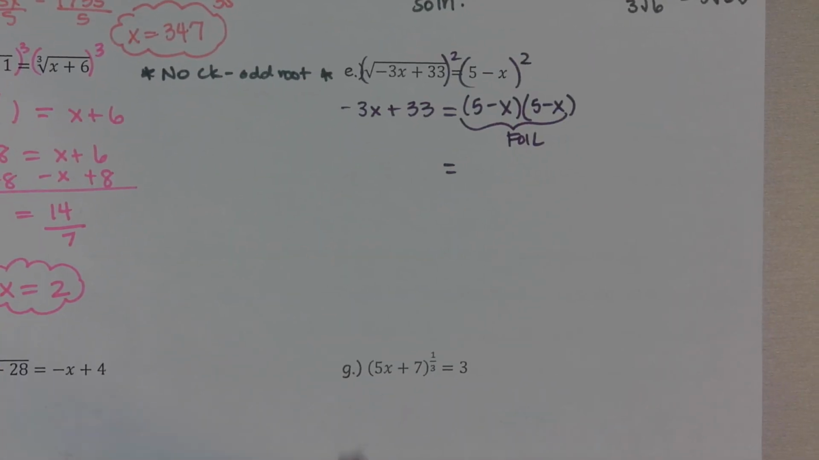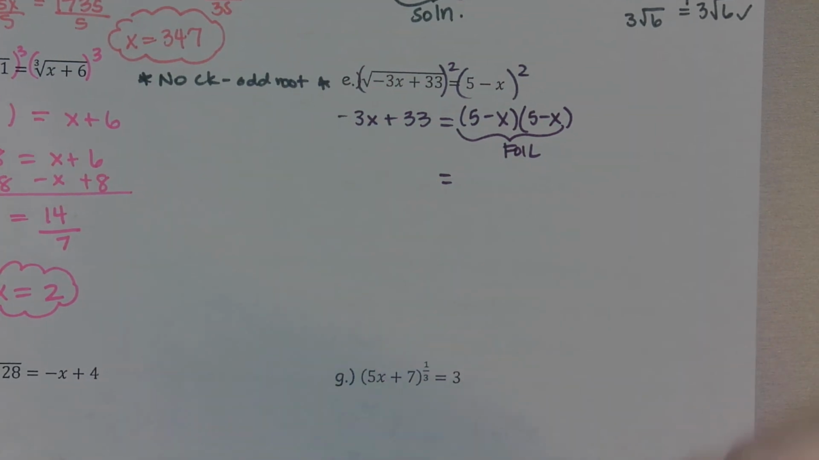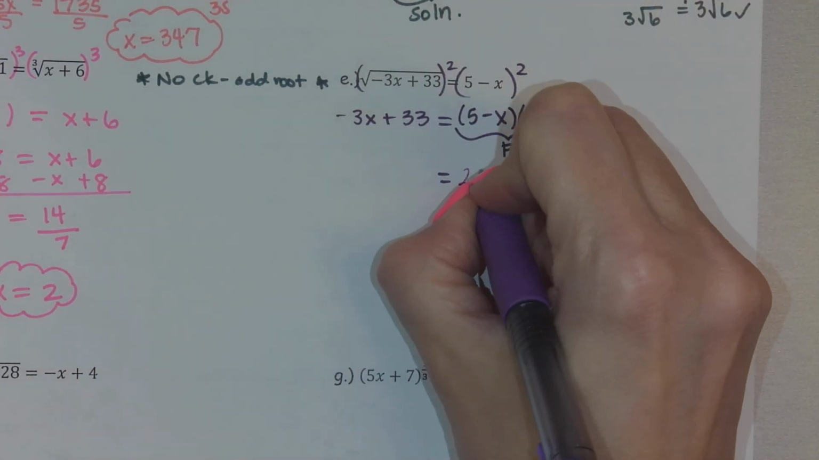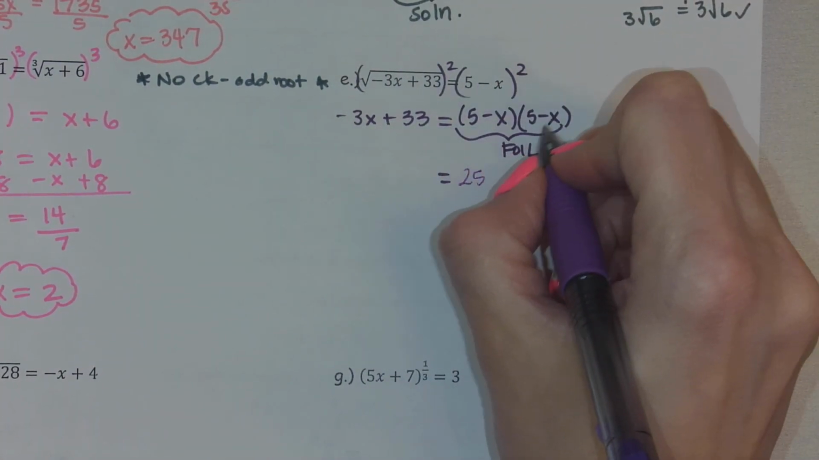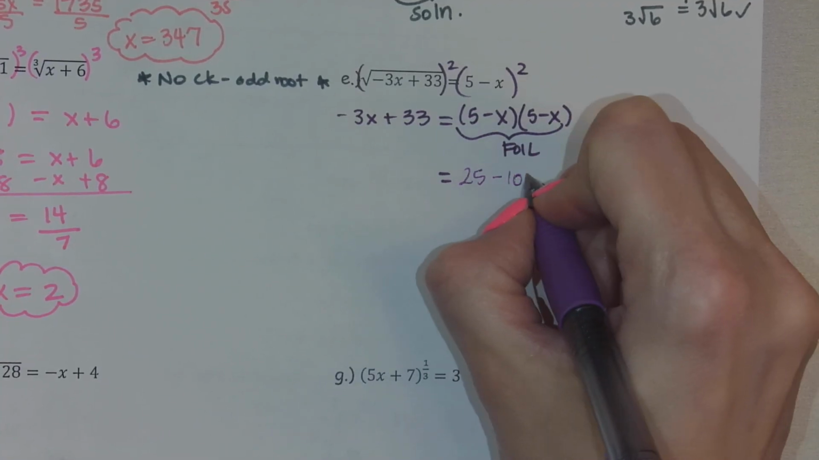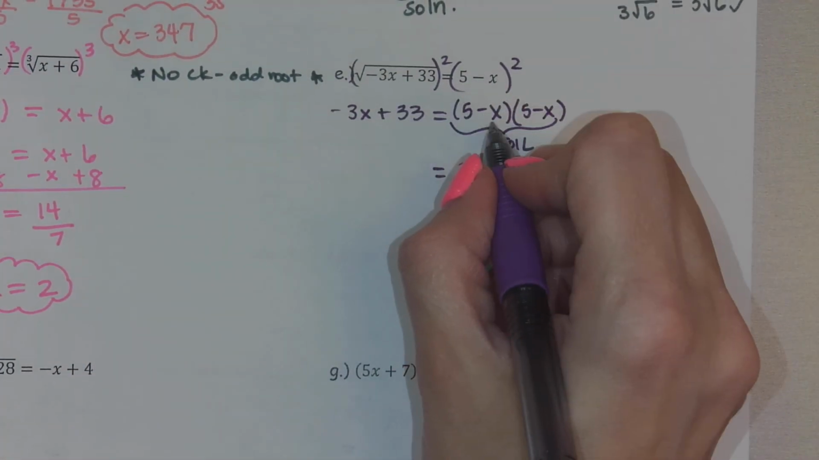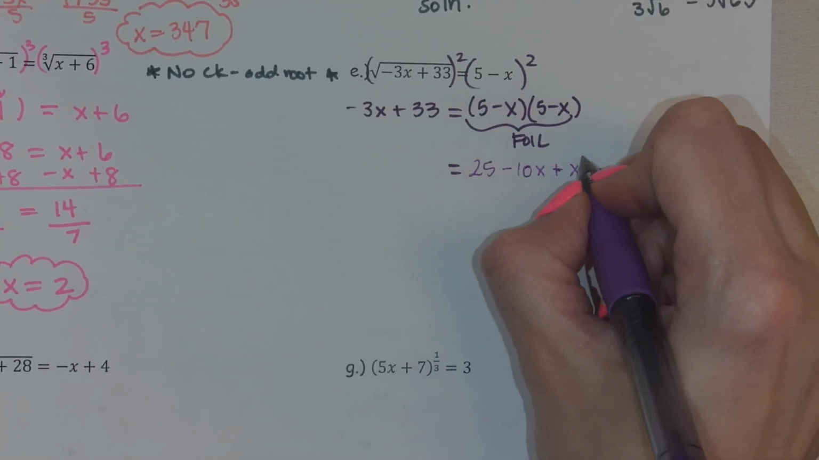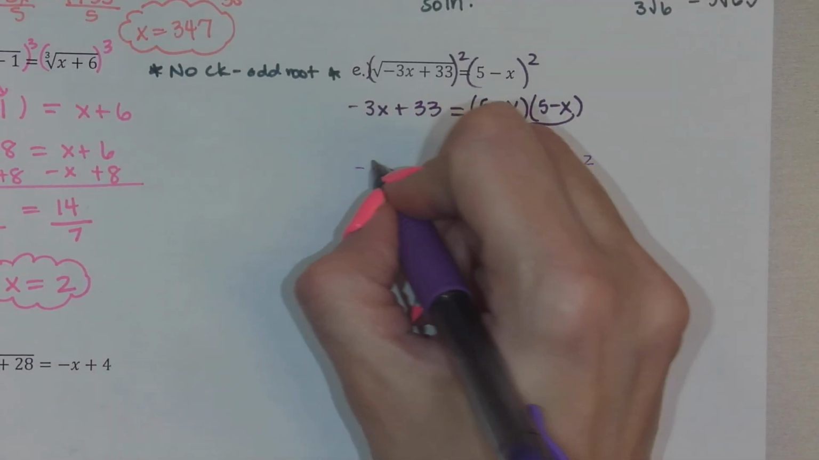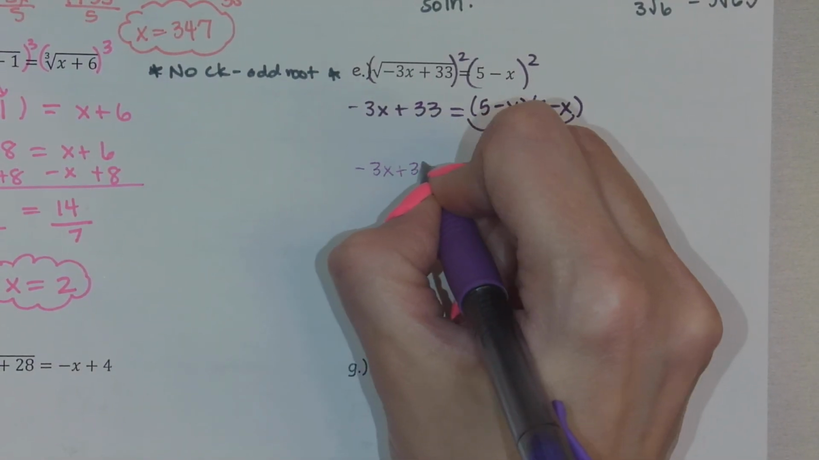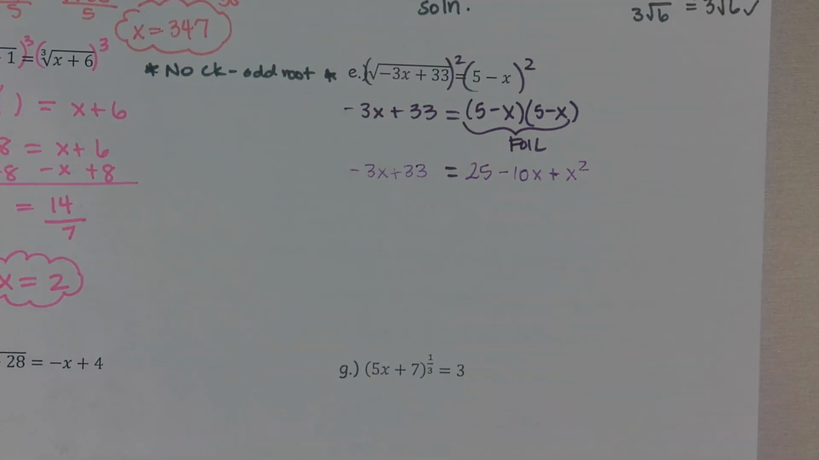All right, so if we FOIL, 5 times 5, 25. We have negative 5x minus 5x, negative 10x. And then a negative times a negative is a positive. Now this one's a little different. This is the first one where we've had x squared.